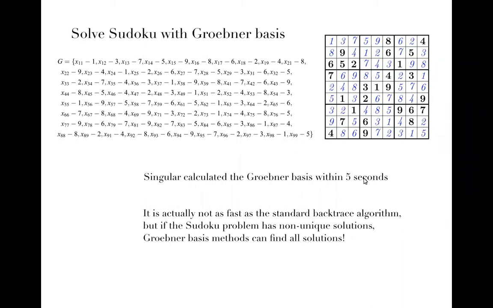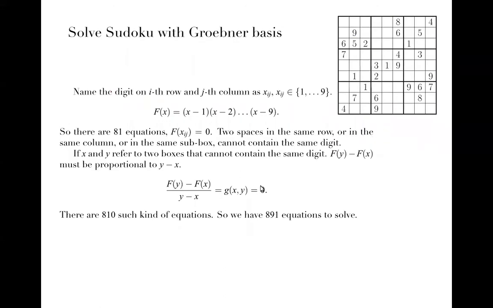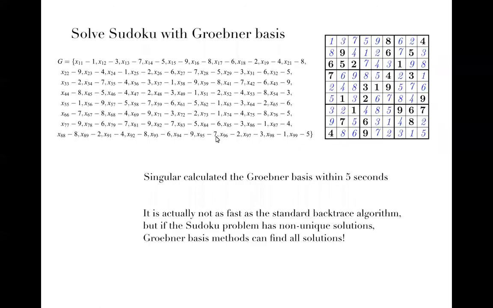But with the Groebner basis, if this is an ill-defined Sudoku problem and you try to calculate the Groebner basis, then you are not going to get all linear equations. Most of them are linear equations, but one of them is a quadratic equation. That means there is some kind of ambiguity in the solution, and you have 2 solutions. So the Groebner basis in this way can also solve the ill-defined Sudoku problem and find the total number of solutions. That's something new for this kind of computation.